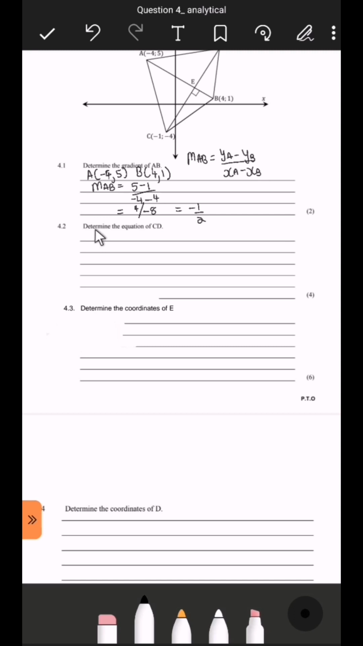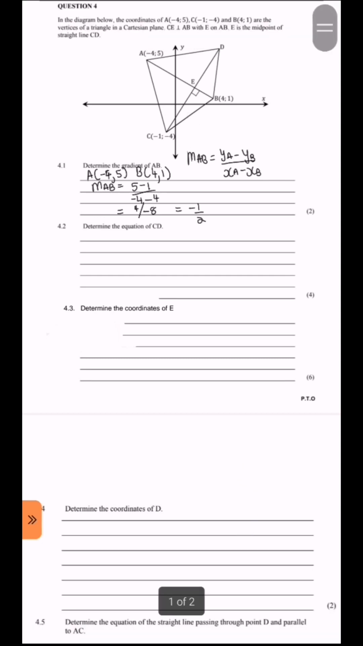The second question asks, determine the equation of CD. It is important to notice above that this is CD. When determining the equation of CD, we must notice first that we only have one point that has coordinates on CD. E does not have coordinates and D does not have coordinates. But one thing we can see clearly is that AB is perpendicular to CD.